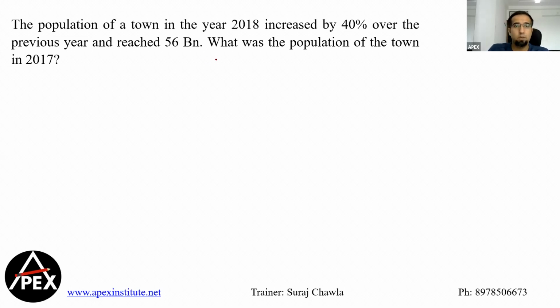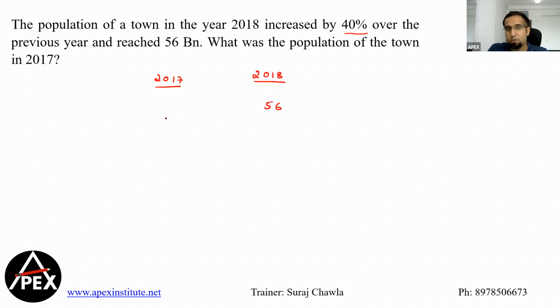Yep. So we have the population of a town increased by 40% over the previous year. Clear? That means 2018's population is the final value and 2017's population is the old value. Clear? So therefore, now it became 56. So after the increase, it became 56.